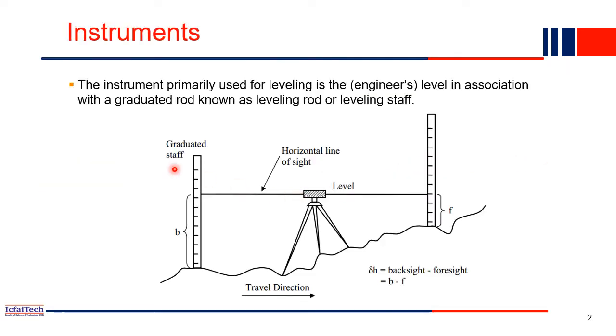So today we'll be discussing the introduction to the instrument which will be used for vertical distance measurement. In the upcoming lectures, we'll discuss how exactly, using this instrument, you can go to the field and measure vertical distances. The instrument primarily used for leveling we call the engineer's level, very, very important, used in association with a graduated rod known as the level rod or the leveling staff.